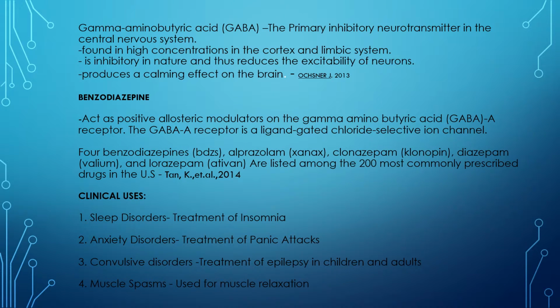GABA is the primary inhibitory neurotransmitter in the central nervous system, found in high concentrations in the cortex and limbic system. It is inhibitory in nature and thus reduces the excitability of neurons and produces a calming effect on the brain.